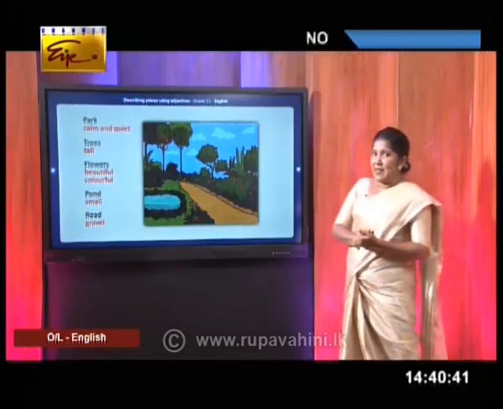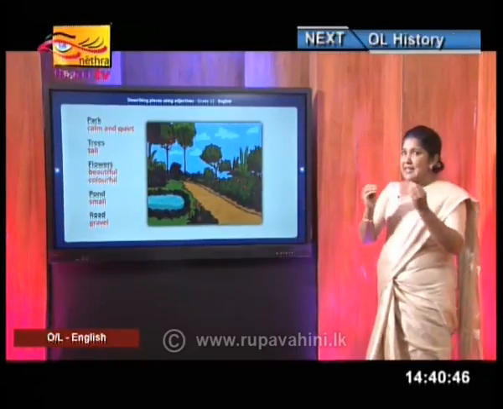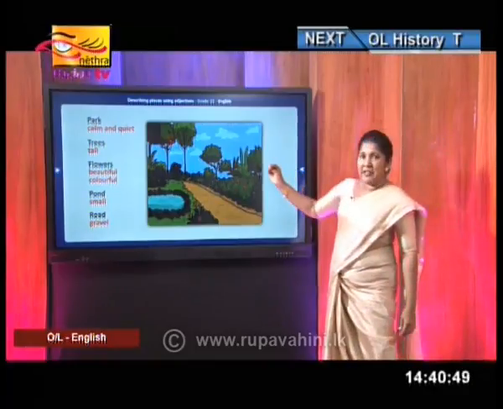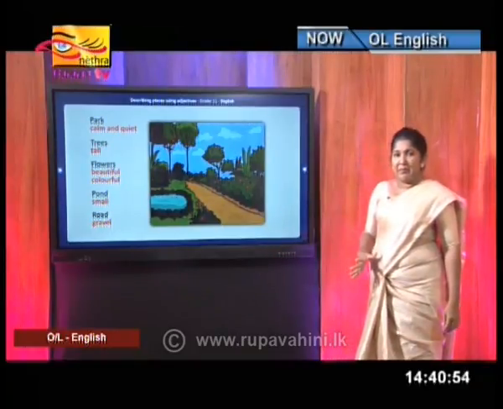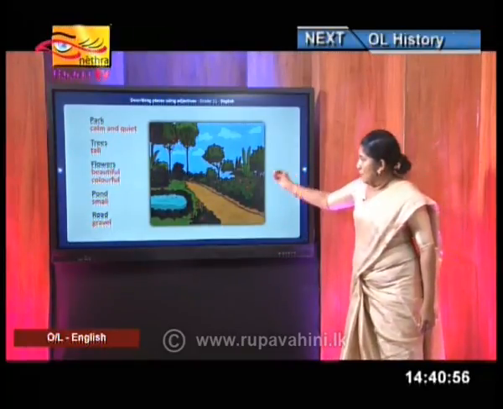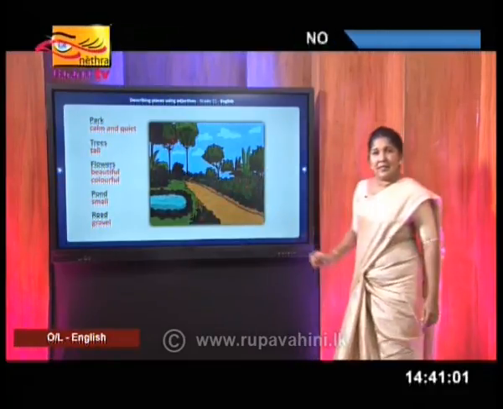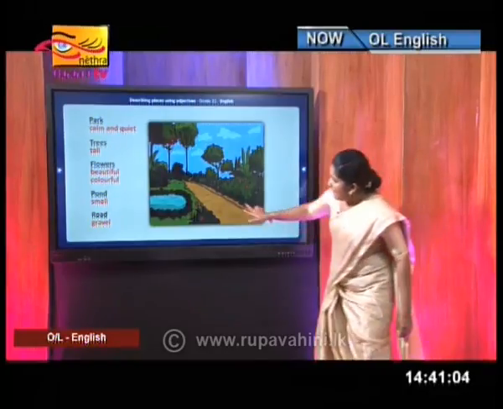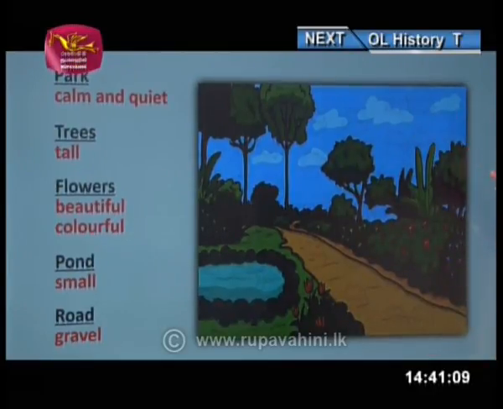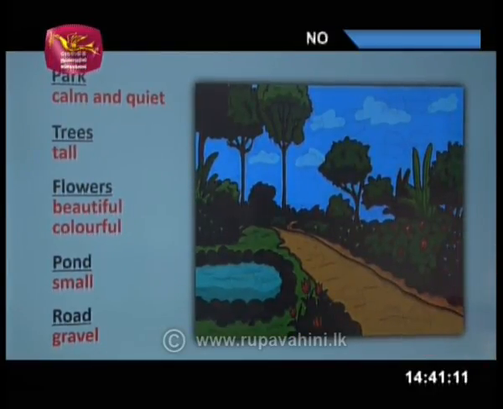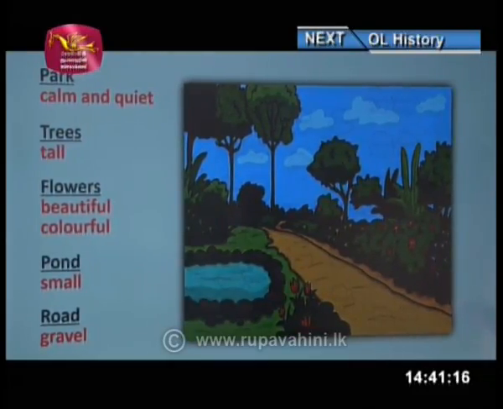When we use an adjective, we always have to take our nouns. Let us get some nouns from our picture. For example, let us say trees, and then we have flowers, and then we have a pond, and then we have a road going. Yes, this is a picture of a park. And let's see how we are going to describe the park.